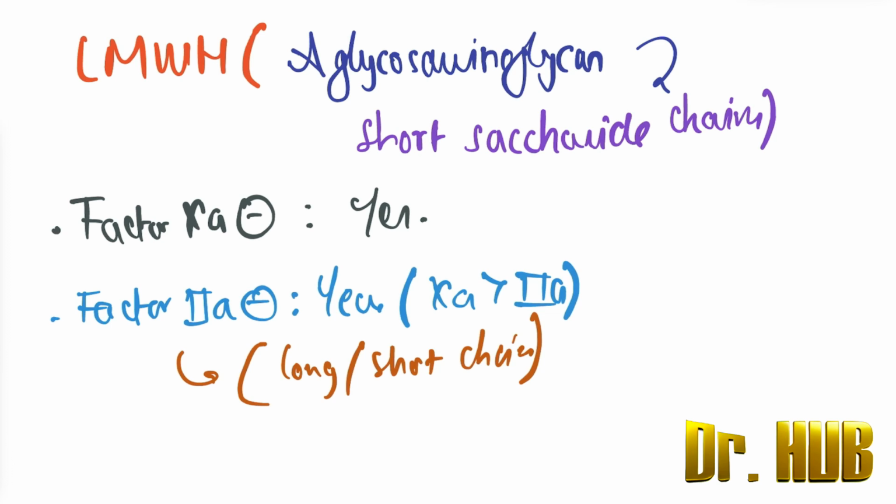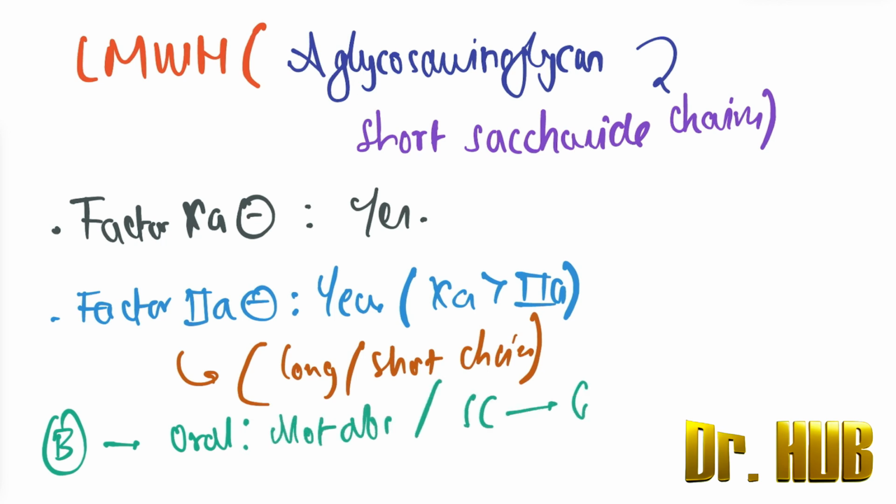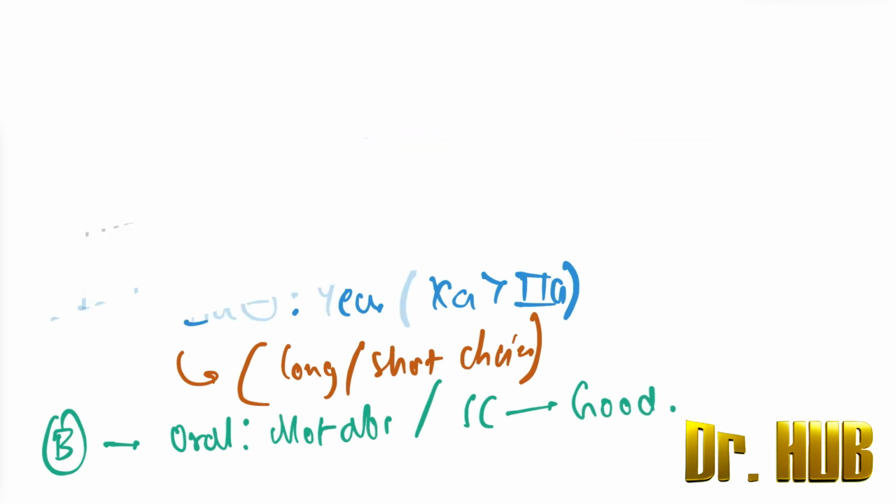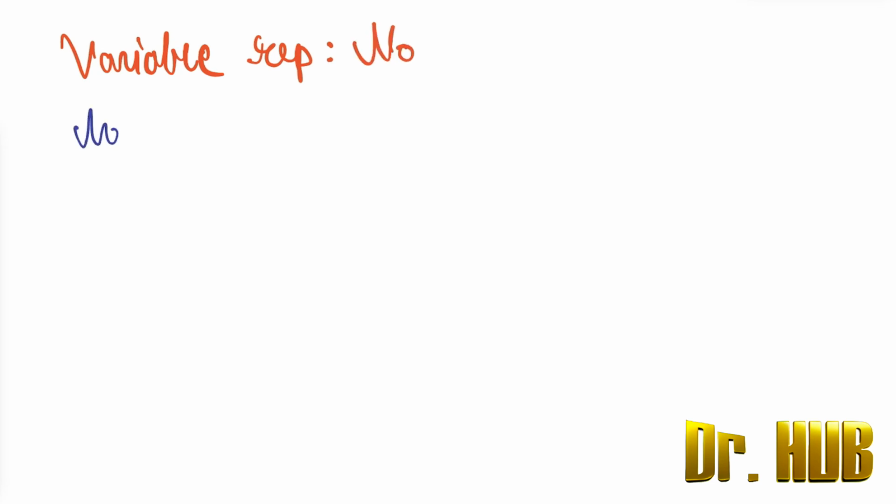Next, looking at the bioavailability. Orally, it is not absorbed, whereas subcutaneously, it is considered good. Next, let's look at the variable response. Does it have a variable response? The answer here is no. Next, looking at the metabolism, it is cleared by the kidneys.